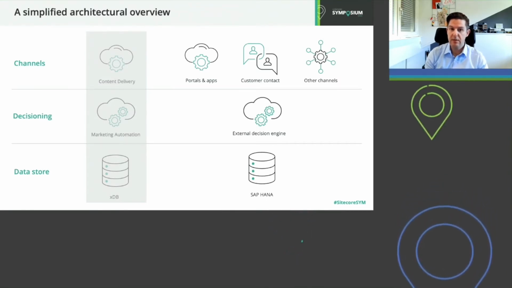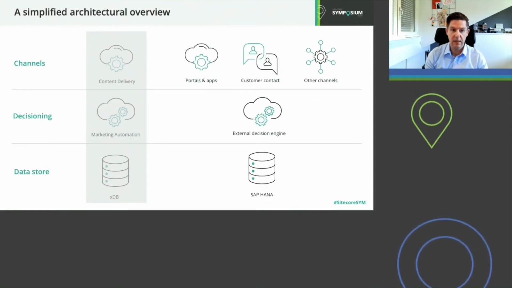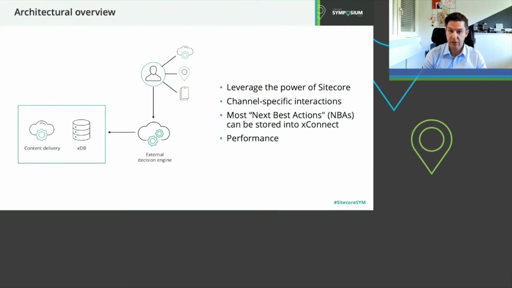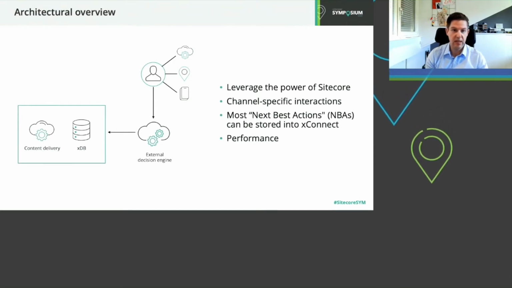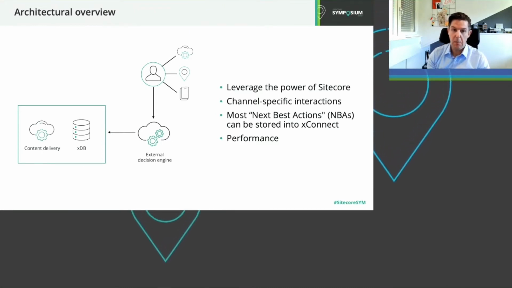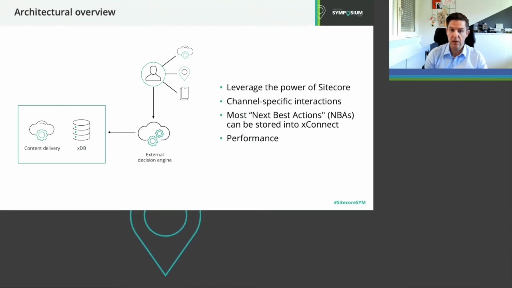This doesn't mean that there is no room for the XDB and marketing automation. The decisions of the NBA engine are sent to the XDB, which acts as a cache for the decision engine. This prevents very chatty traffic with the engine and ensures performance, as the XDB lives close to the Sitecore instance. For channel-specific interactions, marketing automation could still be used, and due to this setup, we can still make use of the power of Sitecore. Everything that I'm going to tell in this presentation is not specific to this architecture.